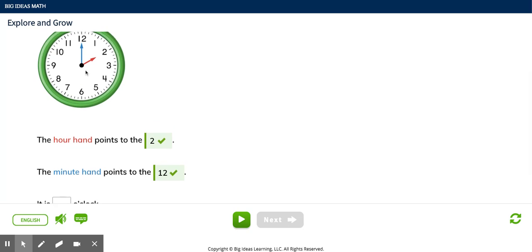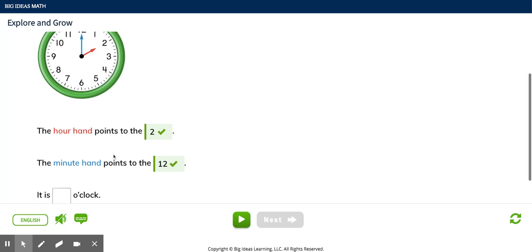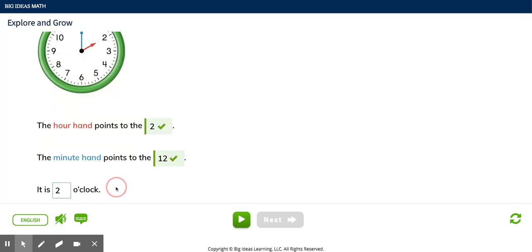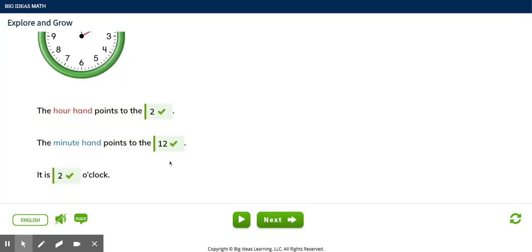All right, now it wants me to tell what time it is. All right, so we've worked on this. We said the hour hand shows us exactly what its name says. It shows us what hour it is. And remember what I said yesterday. When the minute hand is pointing straight up at the 12, what does that mean? If you said that it means it is something o'clock, you are correct. So when our minute hand points straight up, it means that it is something o'clock. So right now it is 2 o'clock.